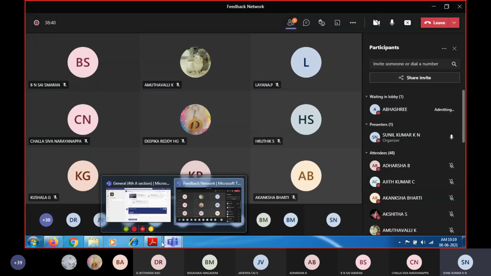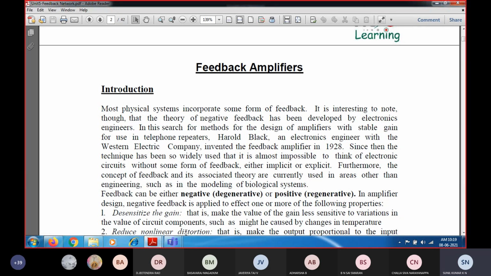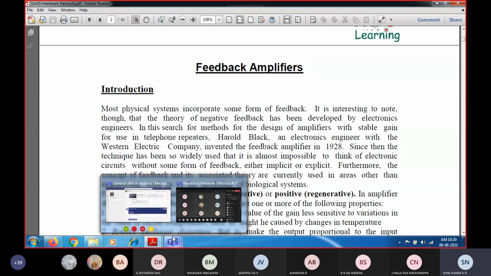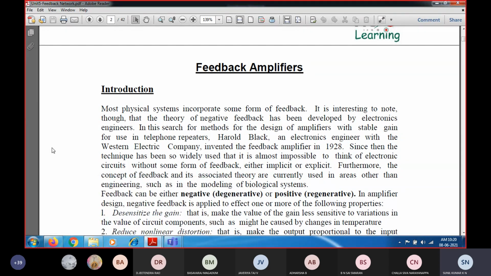So this is a typical example of positive feedback: oscillator circuits. Okay, now coming to negative feedback. This chapter works with respect to feedback only. All the existing important physical systems work on the feedback concept. Feedback plays a major role in any type of amplifier or any type of application, so maintaining a suitable constant feedback is very important.